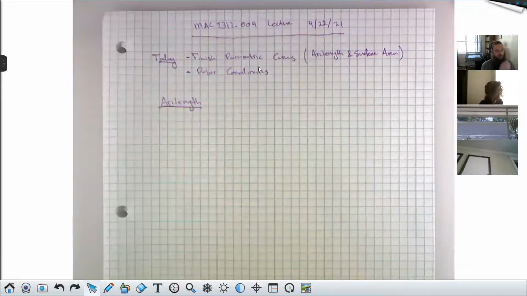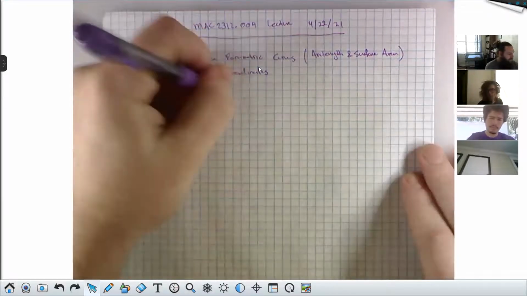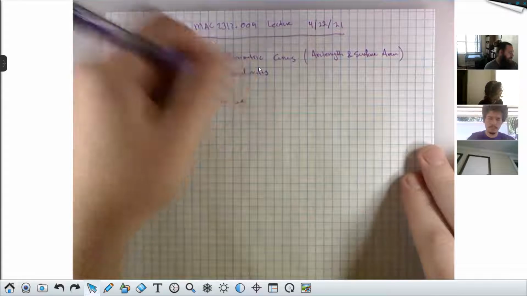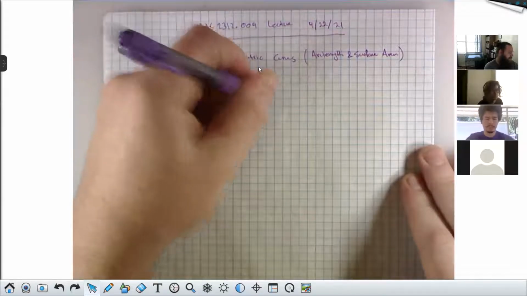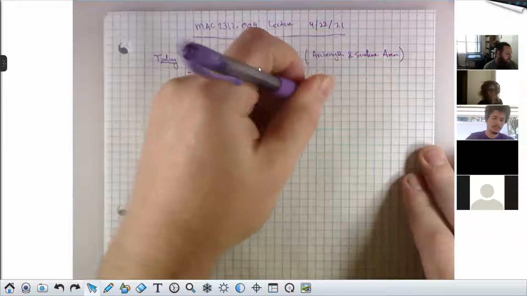Arc length is what it sounds like. If I give you a curve, I want you to imagine that that curve is a piece of string. If I pull it out flat, how long is that? So the question here is, can we find the length of a curve?